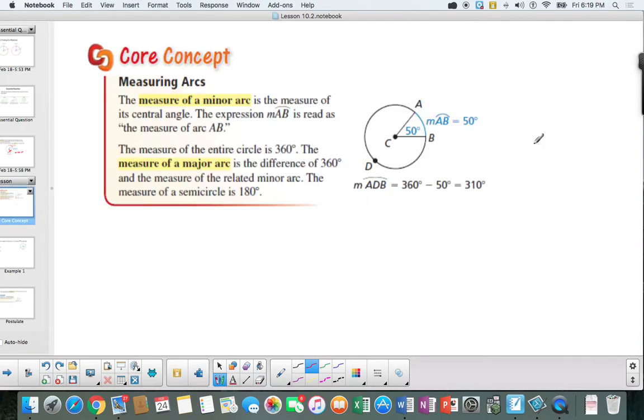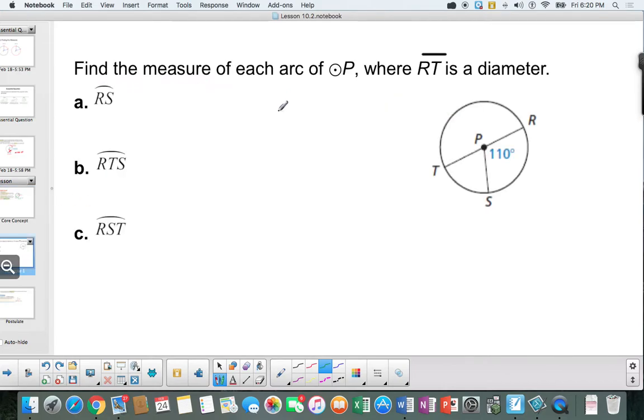Okay, the measure of minor arcs. So this is the arc that's inside. If you think of the angle, it's inside that angle, and that's going to be a minor arc. The rest of the circle, right here, that's the leftover from 360, that is known as a major arc. And major arcs are usually bigger than 180, and semicircles are 180 degrees. All right, let me do some problems and show you.